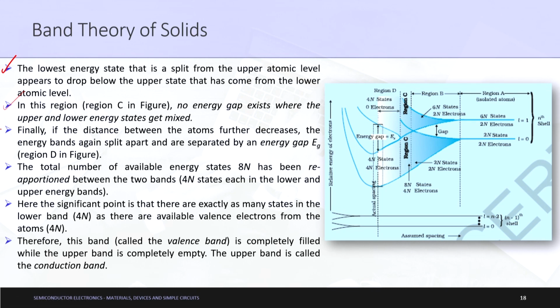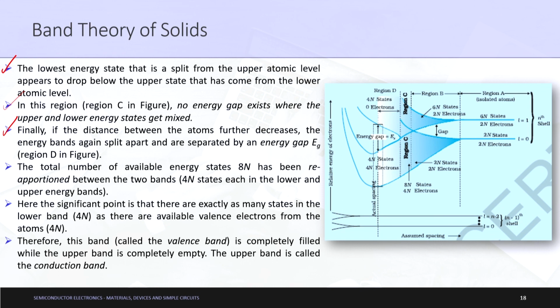Okay. Next thing is that the total number of available energy states, 8n, has been reapportioned between the two bands, 4n energy states in each of the lower and the upper energy bands. What they are trying to say is, in the previous chemistry concept we understood that there are a total of 8n energy states.